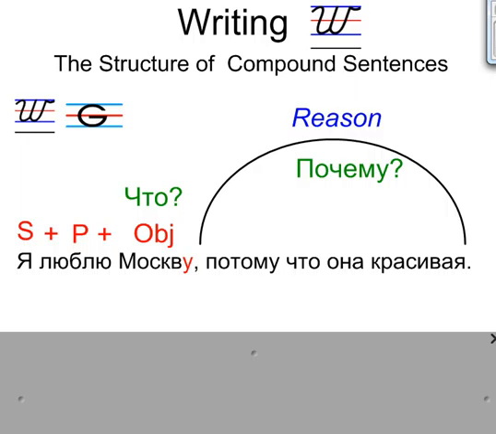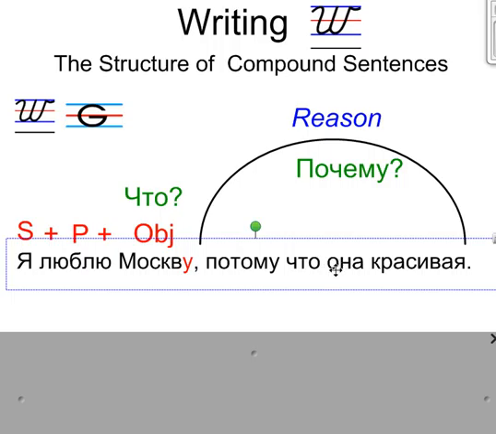This is an example of a Russian compound sentence. It has the main part and the part that is subordinate to the main. Basically, it doesn't have meaning or is unclear without the first part. Let's read it. Я люблю Москву. And then you give a reason why you like it. Потому что, because, она красивая. Because it is, or she is, because in Russian we have genders and you have to say she. She is beautiful.